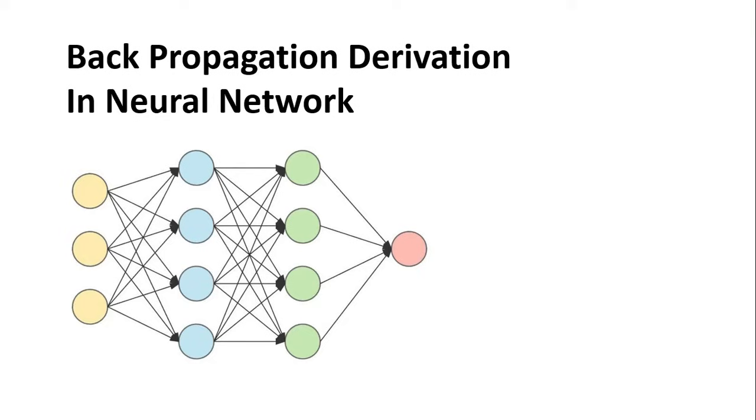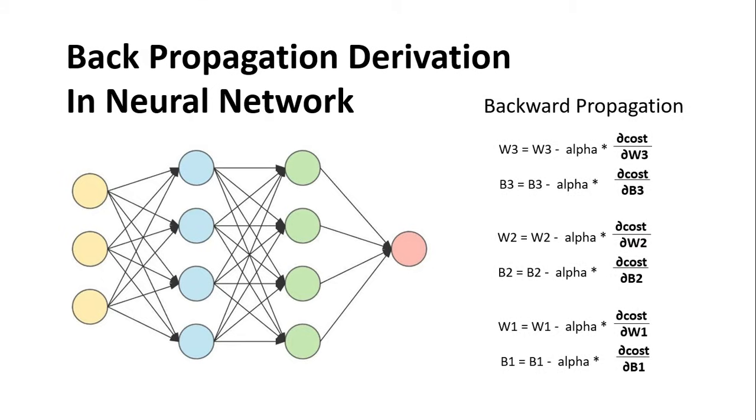In this video, we will be deriving the equations for the backpropagation in neural network. If you have seen my previous videos, then you would know that we came up with these equations for the backpropagation algorithm, but we didn't derive these terms, del cost by del w and del cost by del b. So in this video, that's what we are going to derive.